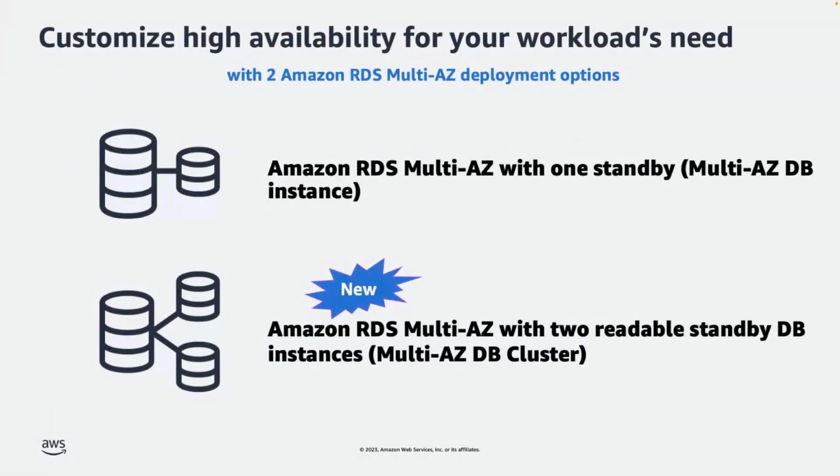Amazon RDS provides 2 options for high availability and failover support for DB instances. The first one, the deployment with 1 standby instance, is called multi-AZ DB instance deployment. It provides failover support, but does not serve read traffic. The second option that we have is 2 readable standby instances, which is also called multi-AZ DB cluster deployment. It provides failover support and can also serve read traffic. So let's see how it looks.